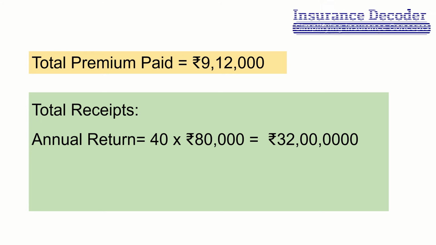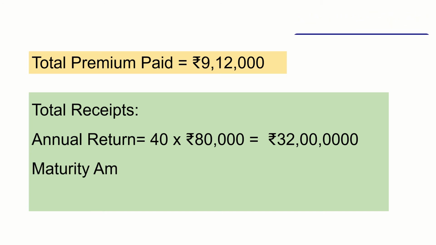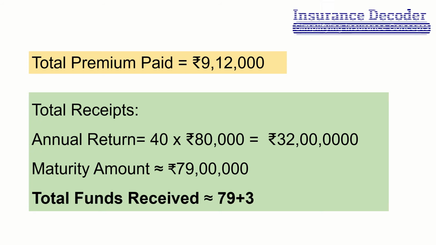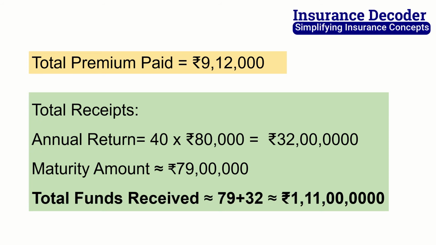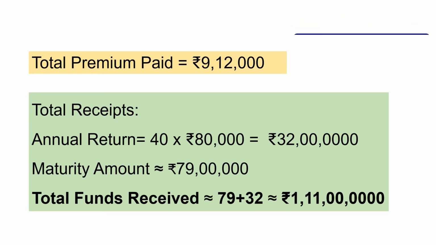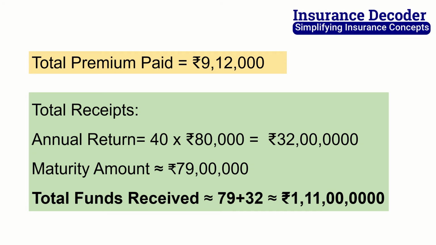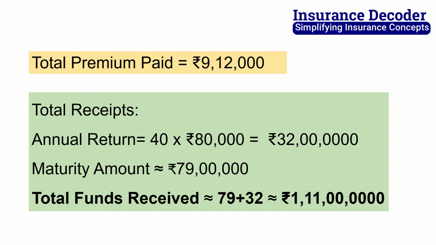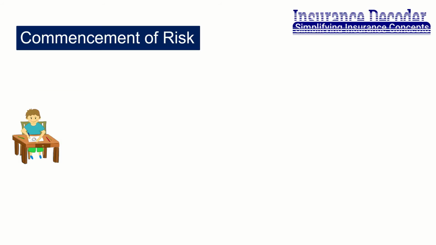So 40 multiply 80,000, so 32 lakh he got as the pension, and the maturity amount is 79 lakh 80,000. So it will be roughly around 79 plus 32, 1 crore 11 lakh rupees. So he paid only 9 lakh 12,000 and he got 1 crore 11 lakh rupees from LIC. This is how it will work for this person. So this is quite a good buying option available.